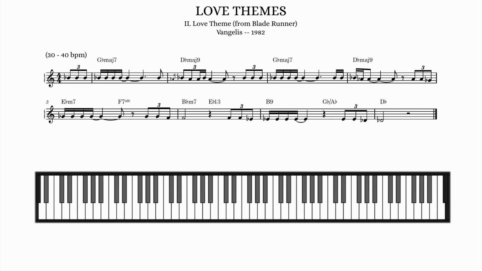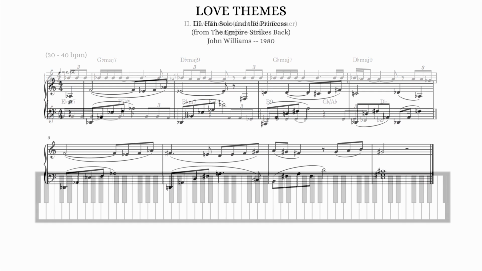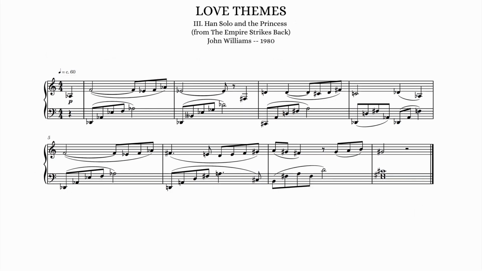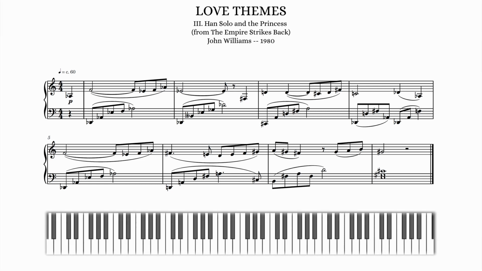The next theme is from a film made just 2 years prior to Blade Runner, and one also featuring the actor Harrison Ford. This is Han Solo and the Princess, the love theme between Han Solo and Leia from the Star Wars sequel The Empire Strikes Back, with music by John Williams. This has always been one of my favorite film score melodies, and I've always felt that it captured so perfectly their passionate yet turbulent relationship in that film. Let me start this time by playing through the piano reduction.